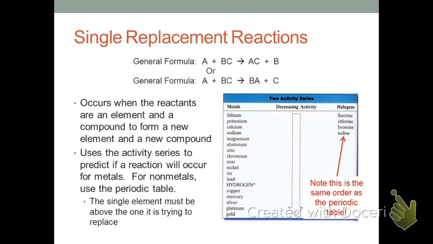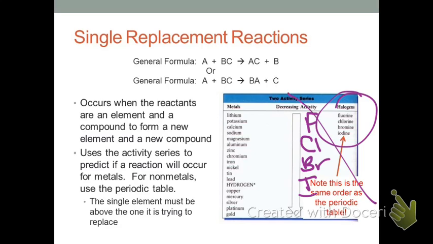Oh, I forgot to mention, the halogens, you will not see this portion of the activity series a lot of times on a test. The reason is, look at your periodic table. It's giving you the activity series. Fluorine is more active than chlorine, which is more active than bromine, which is more active than iodine. It's on your periodic table. You don't need this half of the chart. All you need is the metal side.